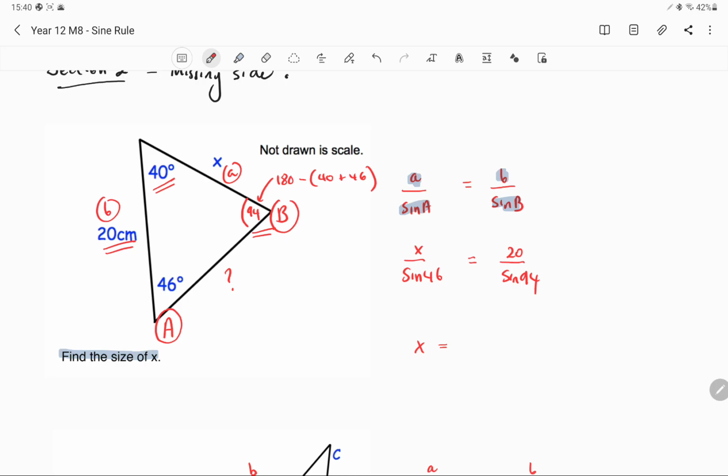So looking at our formula, side A we don't know, but we do know sine of A. We do know B and sine B, we can work them out. So to calculate x, you will work out 20 divided by sine 94, which is B over sine B, and then multiply it by sine 46. And you don't need to do any inverse sine here because you're working with sides.